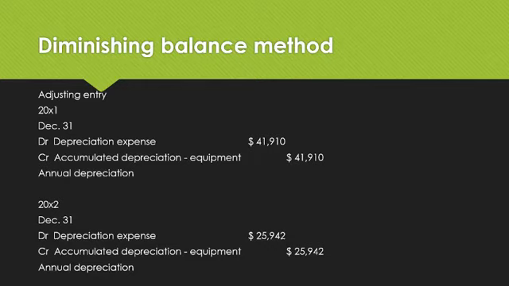But on 20x2, unlike in the straight line method, in which the depreciation charge will be the same for each year, as long as you purchase it at the beginning of the year and then adjust at the end of the year, here the depreciation charge is quite different. This is based on the table that we have prepared from the previous slide. So debit depreciation expense, $25,942, and then credit accumulated depreciation for the equipment, $25,942.